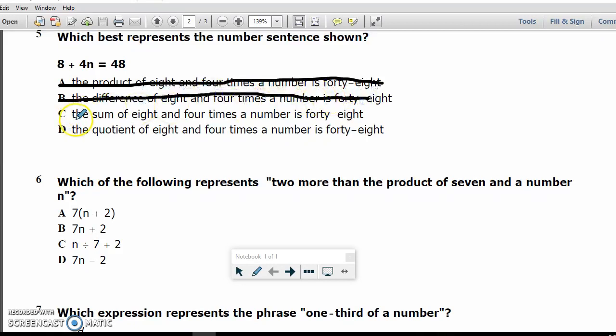Okay? If we look at C, C says the sum of 8 and 4 times a number is 48. Sum means you are adding. So if we look at this number sentence again, we are adding 8 to 4 times a number. So C is our correct answer. D will not work because they're asking for the quotient. Quotient means you're dividing, and we are not dividing anything in this problem. So C is the correct answer.